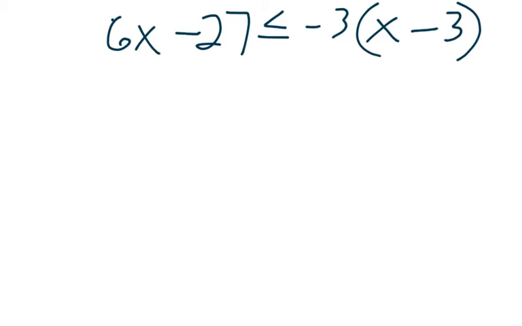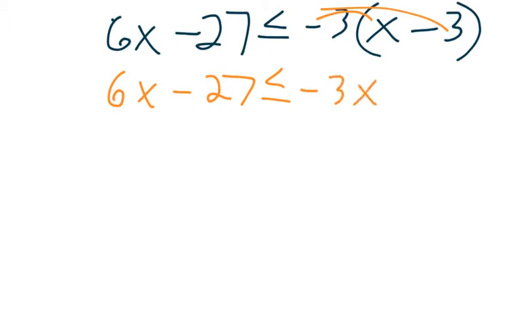Okay, so hopefully you paused the video and gave that a shot. So you probably suspected that we have to distribute first for this one. So we're going to take that negative 3 and multiply it to the inside of the parentheses, every term on the inside. Negative 3x, and then negative 3 times a negative 3 is going to be a positive 9. Now it's just like all the other problems we did.